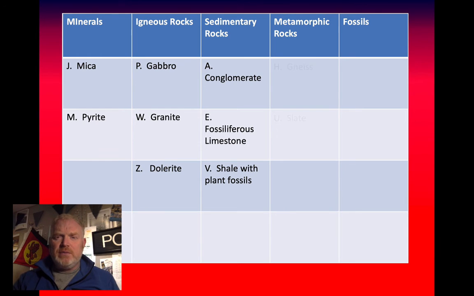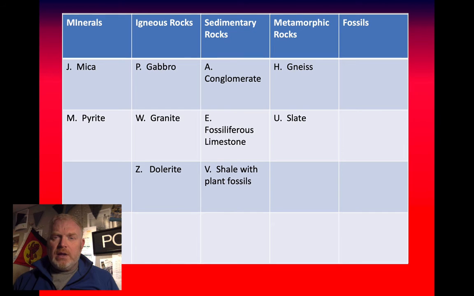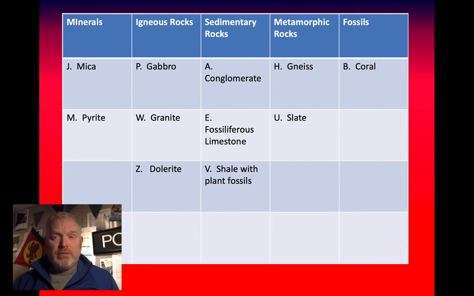The metamorphic rocks then, there were 2. Specimen H is a rock that we call gneiss. It's spelt slightly differently, but we call it gneiss, the source of much geological humour. And specimen U, which is slate. And finally then, the fossils. I only gave you one fossil, specimen B, which is a coral. So those are our geological materials, sorted out in the way that a geologist would do it.